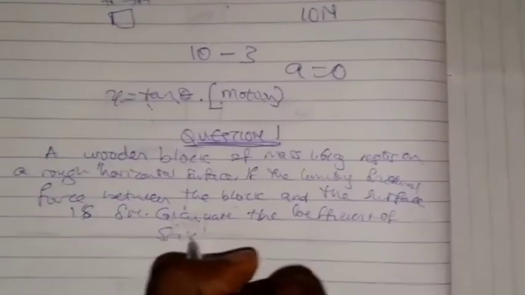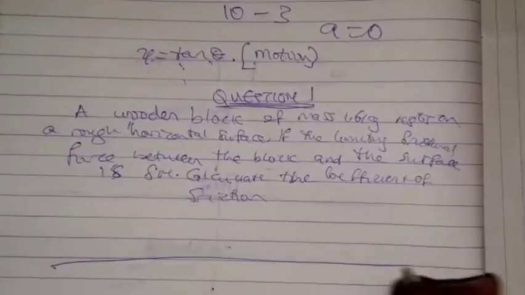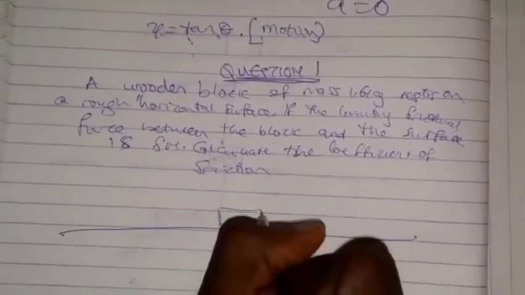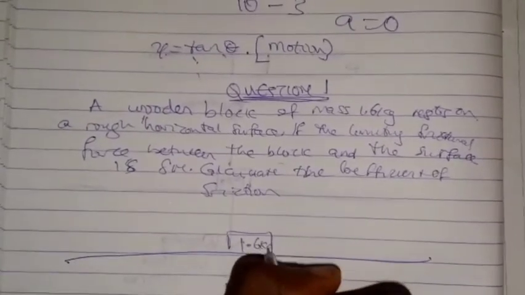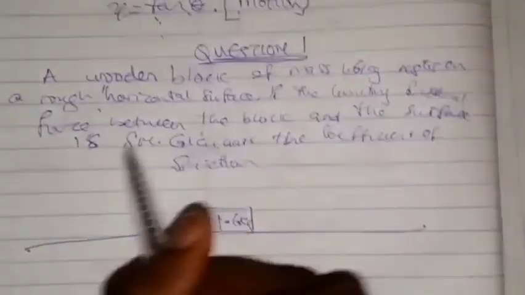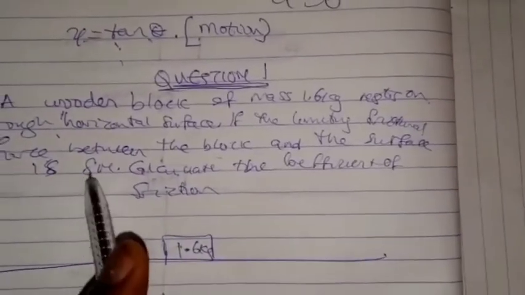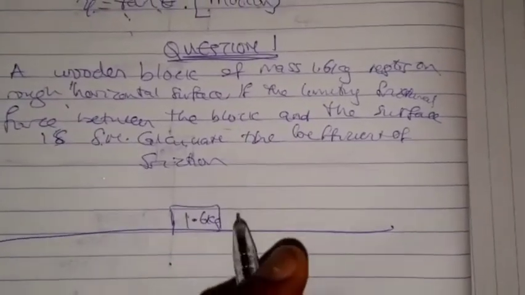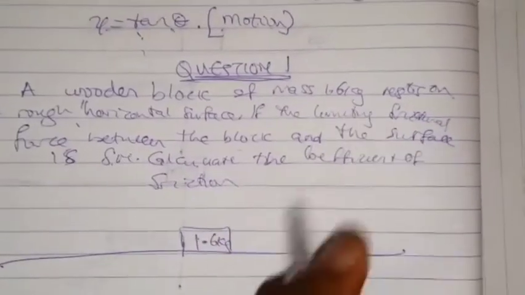So let's do this together now. He said there's a wooden block. This is a wooden block of mass 1.6 kilogram. So it's resting on a rough horizontal surface. If the limiting frictional force between the block and the surface is 8 Newton. Yes, so this is it. The block is of mass 1.6 kilogram.